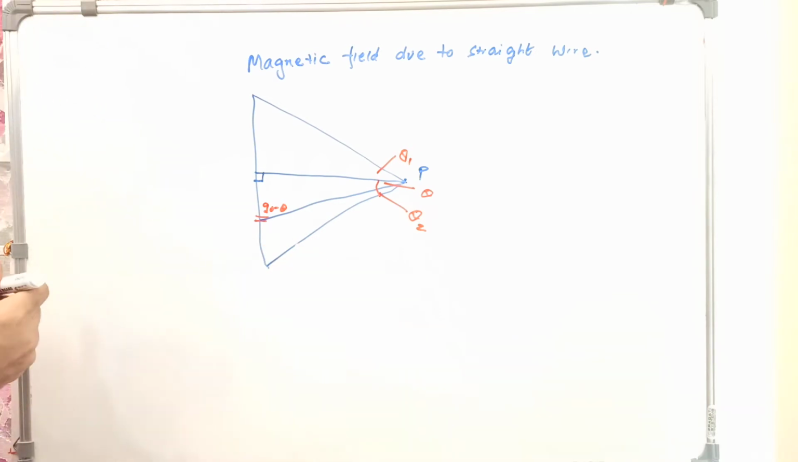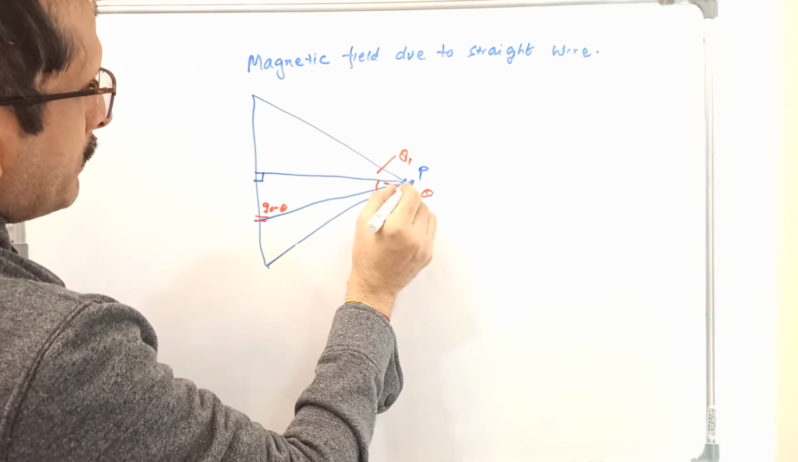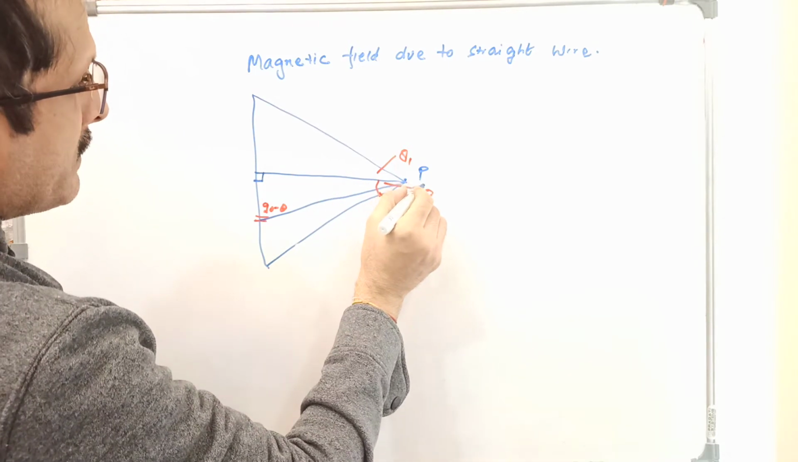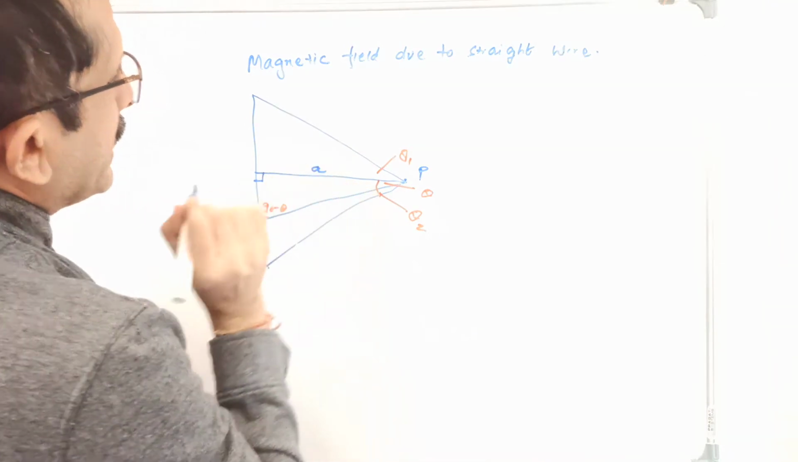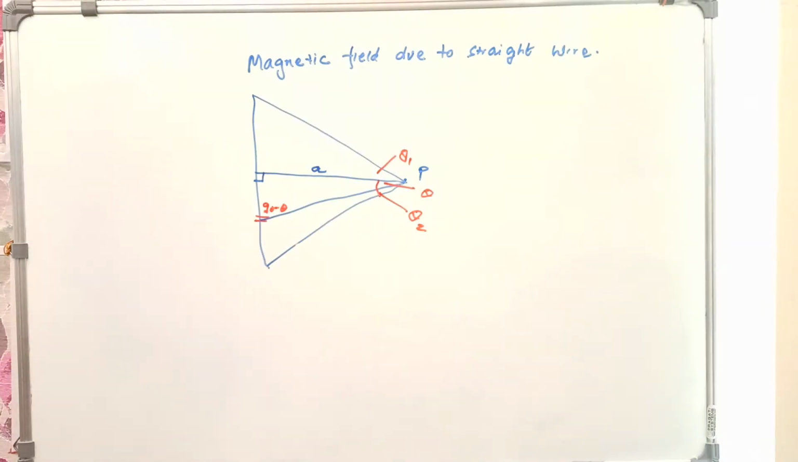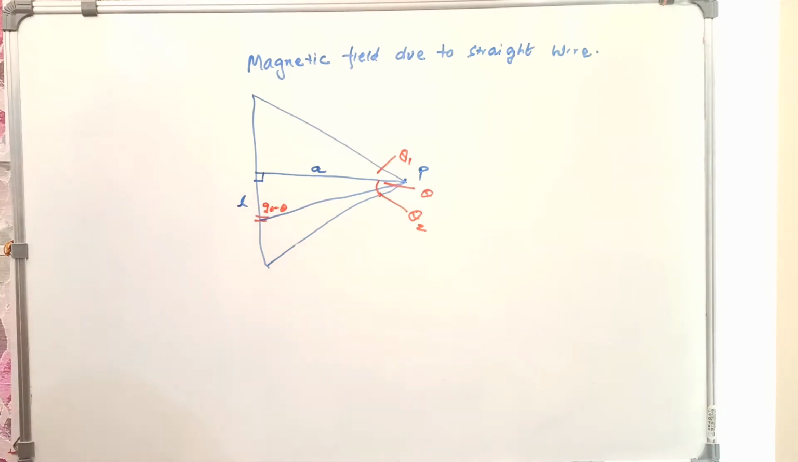Second thing, the perpendicular distance from the point where we have to identify the magnetic field to the wire is, we have assumed, as A. Okay, and this length is L. Okay. Let's get started with the derivation now.